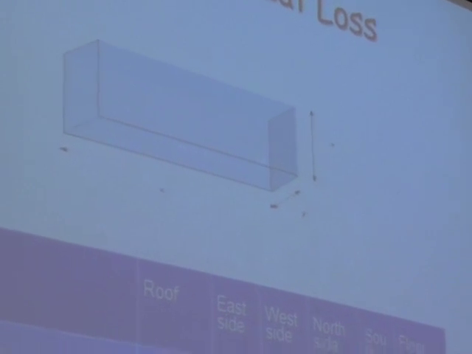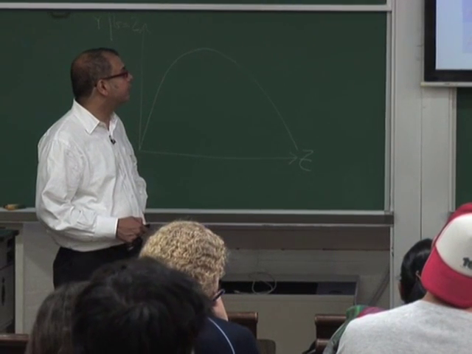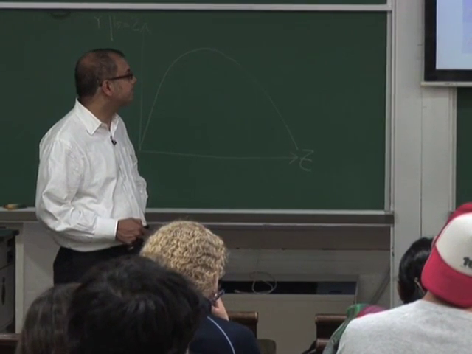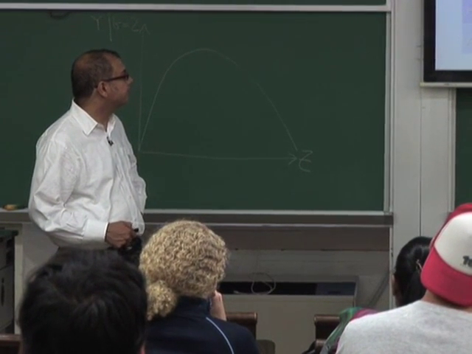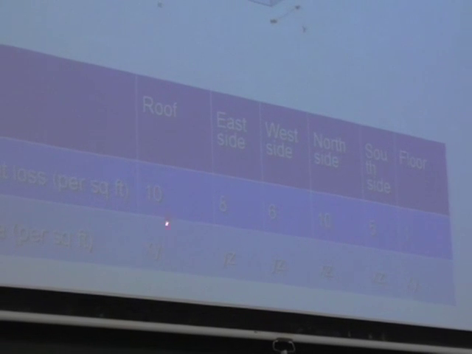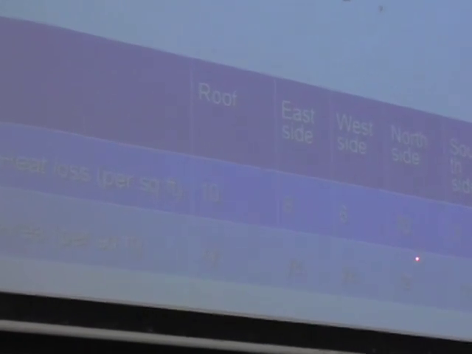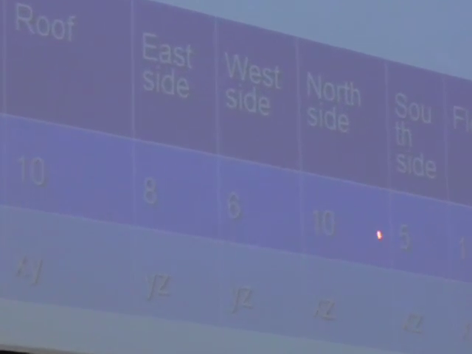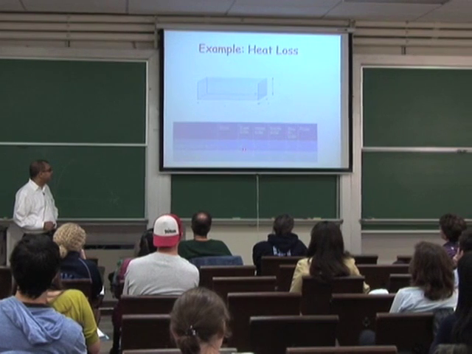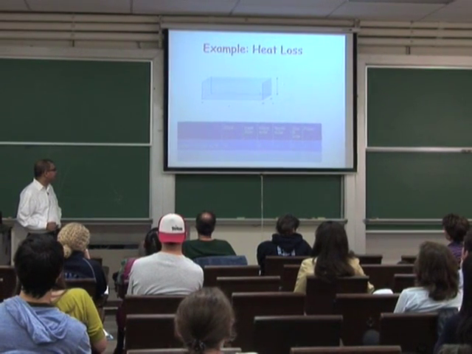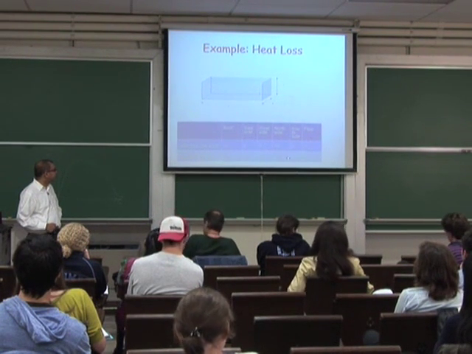I have here a table which tells me the rate of heat loss for each of the sides of the building as a function of the dimension. So this is the heat loss per square foot. Obviously, the roof has the highest heat loss, as does the north side. So this is obviously a building in the northern hemisphere. If you were in Australia, you'd switch them around. Well, you switch that and that around. And this is the area of each of those sides.